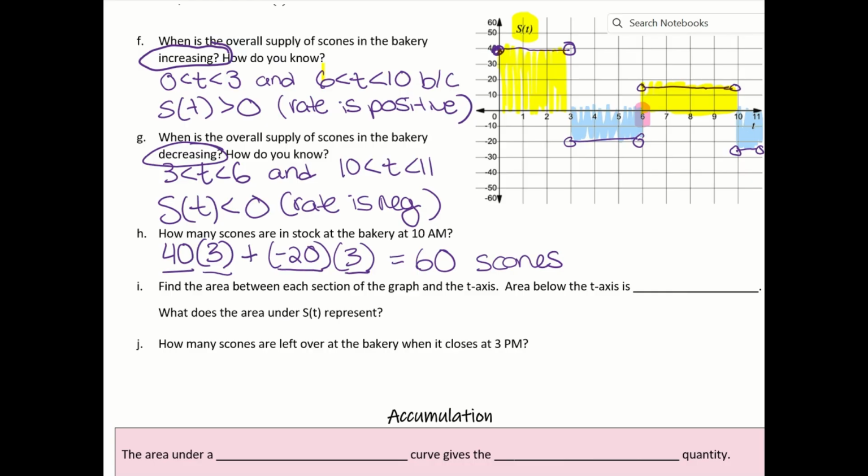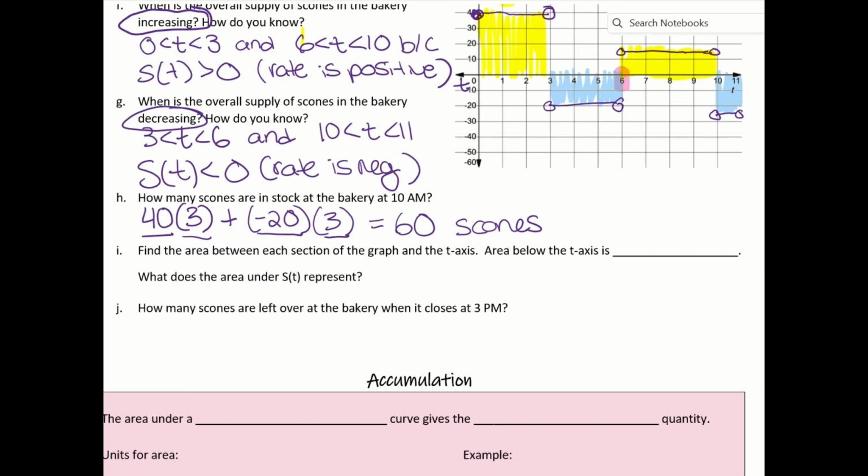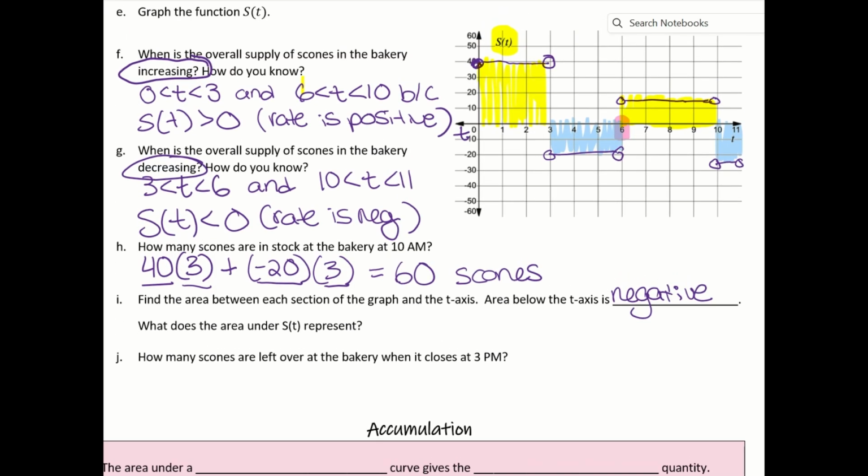So find the area between each section of the graph and the t-axis. The x-axis here is the t-axis because as time is going along, that's t. So area below the t-axis is negative. And that's kind of weird because normally when we talk about area, we're talking about physical space. And it's weird to think about physical space being positive or negative. But here, we're not talking about physical space. We're talking about a derivative. We're talking about a rate being positive or negative.